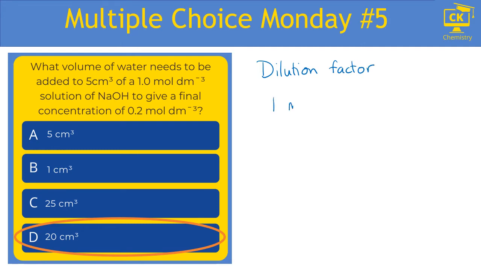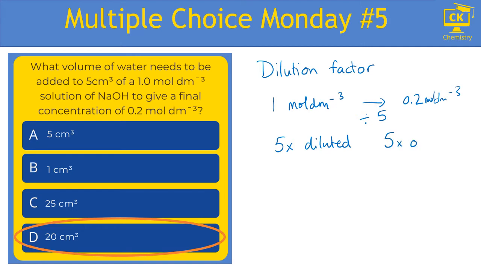So to go from 1 mole per dm cubed to 0.2 moles per dm cubed, we're going to divide by 5. So it's 5 times diluted. And that simply means that I need 5 times the original volume. We can work all of this out with moles, but there's no real need to go through all of that. So if I need 5 times the original volume, then 5 times 5 is 25 centimeters cubed.